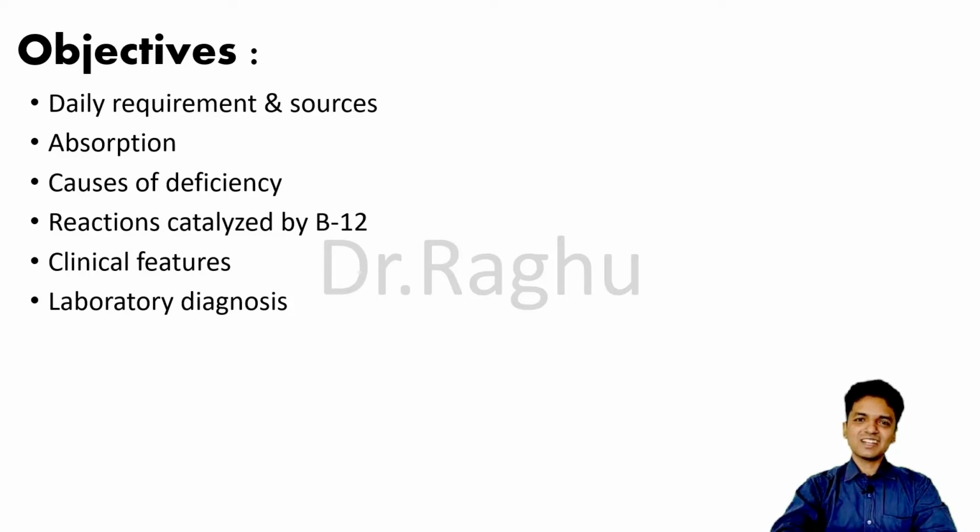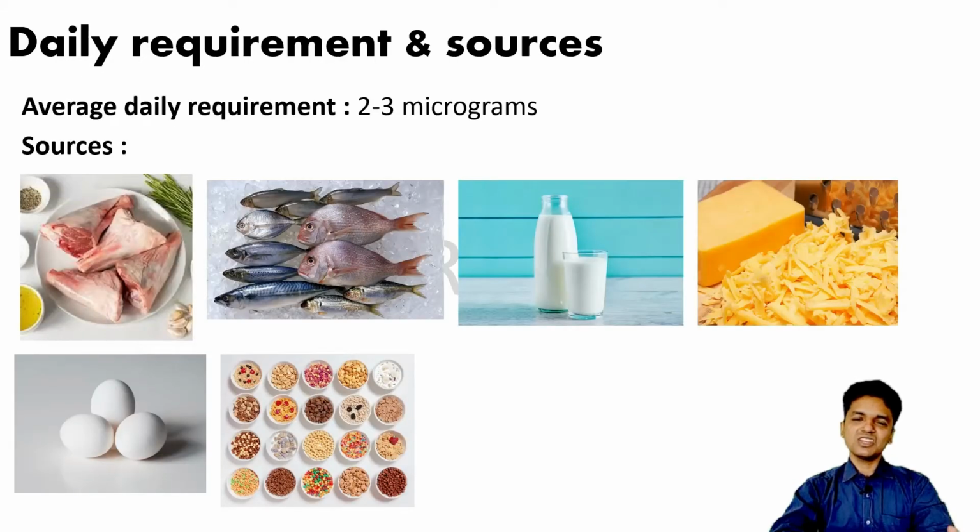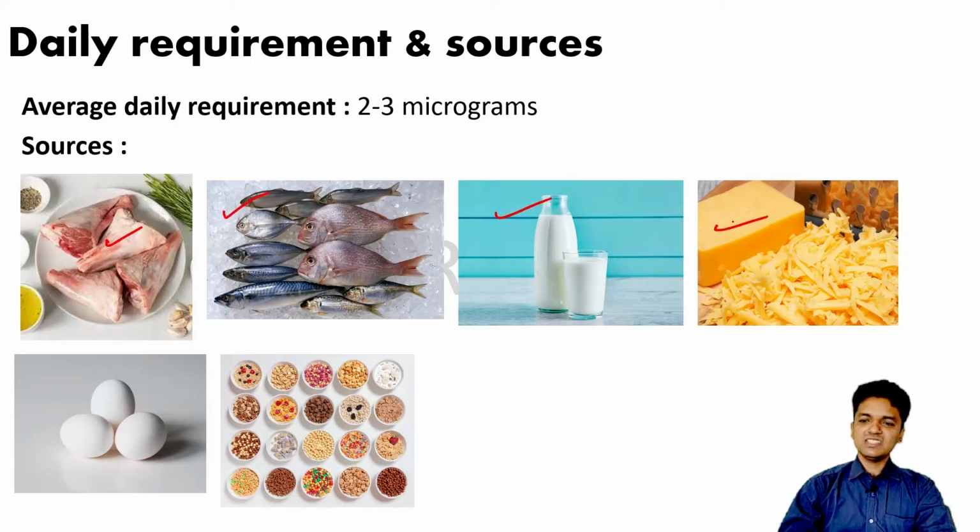So let's start with the daily requirement and sources. The average daily requirement of vitamin B12 is 2 to 3 micrograms, and the rich sources are meat, fish, milk, cheese, eggs, and also fortified cereals. So these are the rich sources. When we look into the rich sources, what we can understand is that people who are purely vegetarians or even vegans are the ones who are more prone to develop vitamin B12 deficiency.